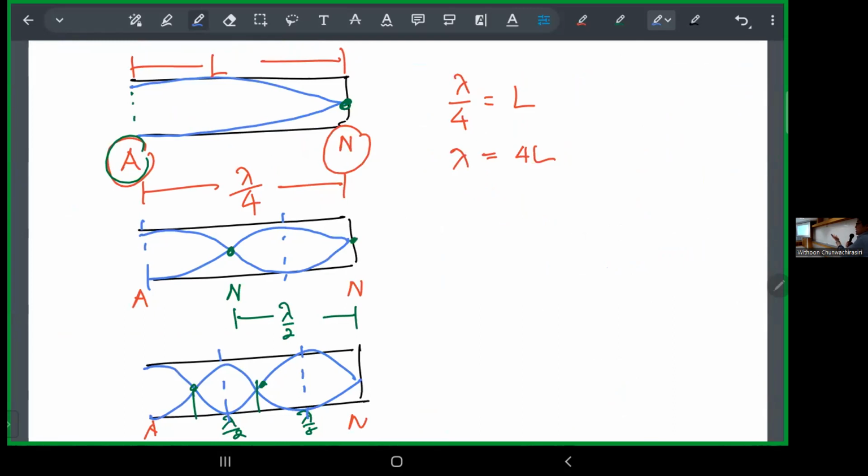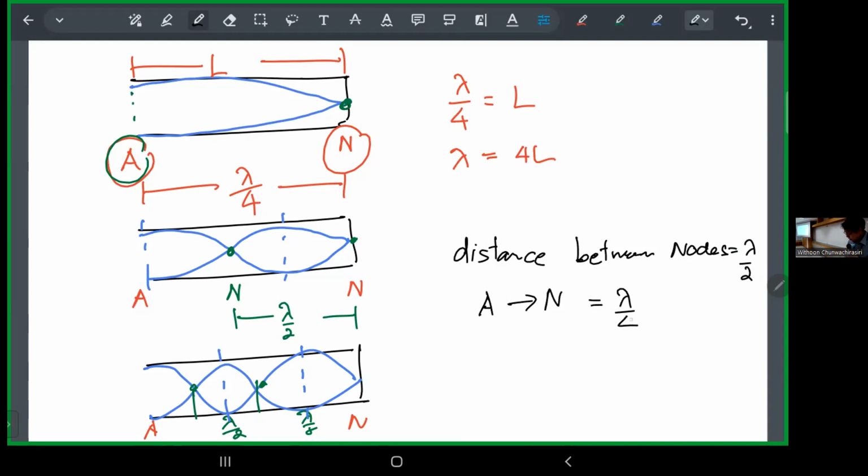Draw a diagram like this. By having a known condition, the distance between nodes equal to lambda over 2, or antinode to node is lambda over 4, you are pretty much good to go. You don't have to go back and do the sine plus sine and use the identity anymore.